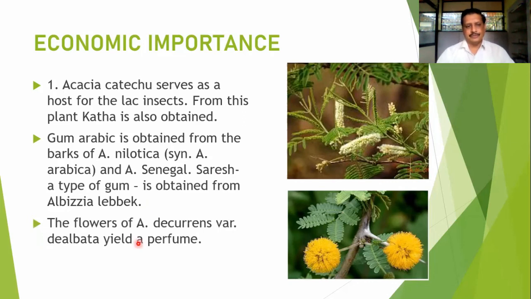Then the flowers of Acacia decurrens variety dealbata yield a perfume. म्हणजे बाभळीच्या बाजूने एकदा तुम्ही कधी जर बाभळीच्या बाजूने गेलेला असाल तर तुम्हाला एक प्रकारचा सुगंध तिथं जाणवतो, पण तो सुगंध जास्त आहे. तो कशामध्ये आहे? It is a variety decurrens, तर त्याच्यामध्ये तुम्हाला हा सुगंध सगळ्यात जास्त मिळतो. So it is obtained from that. The fragrance is obtained from that.